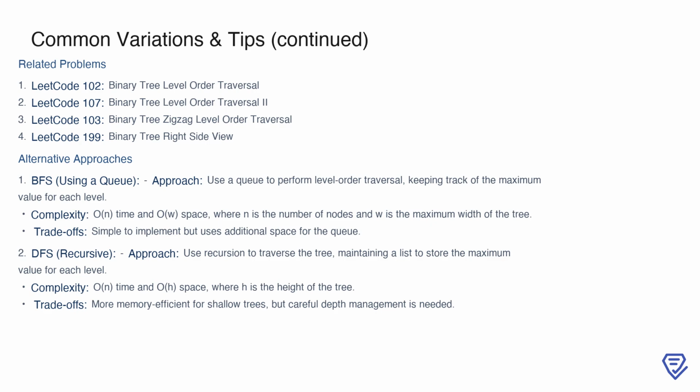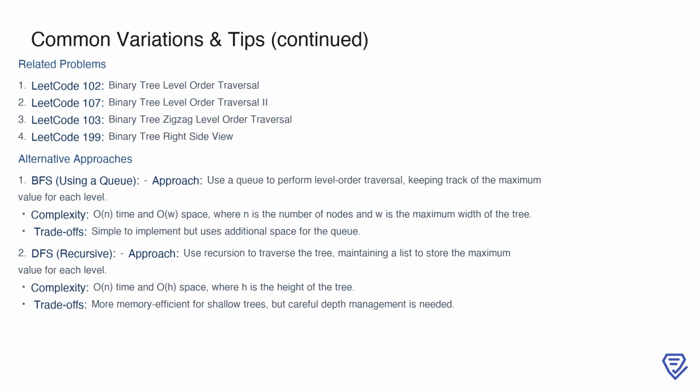As for alternative approaches, the BFS method uses a queue to perform level order traversal, and during the traversal, you calculate the maximum value for each level. This has a time complexity of O(n), where n is the number of nodes, and a space complexity of O(w), where w is the maximum width of the tree. BFS is straightforward to implement, but its use of a queue means additional space is required.